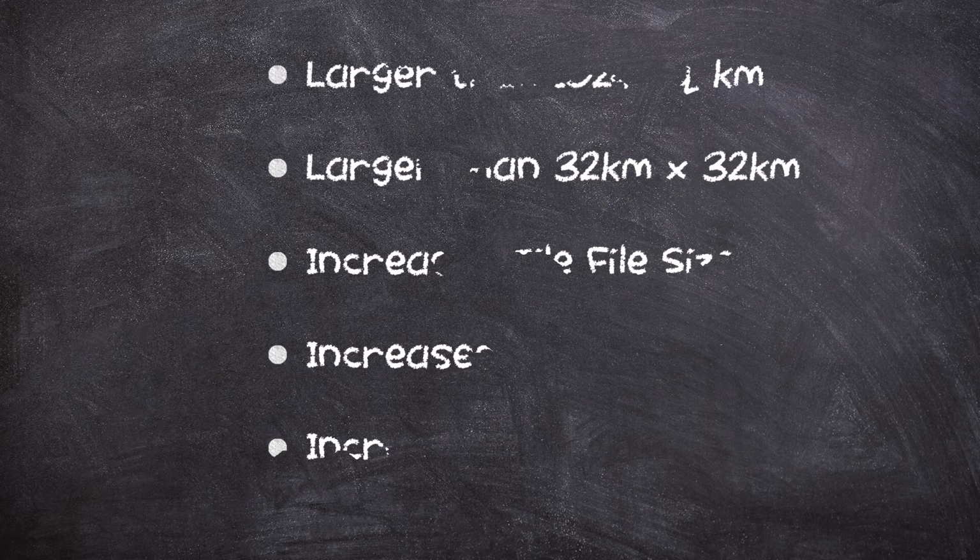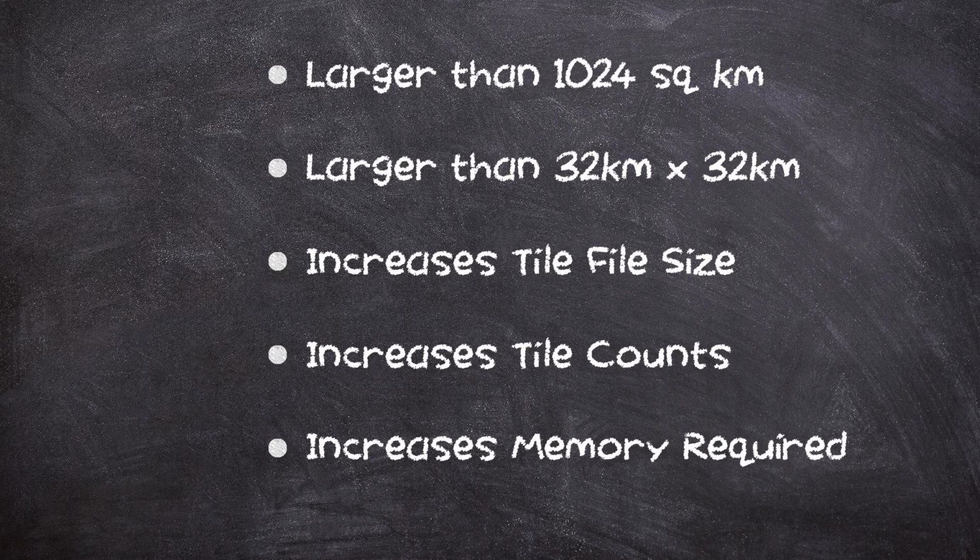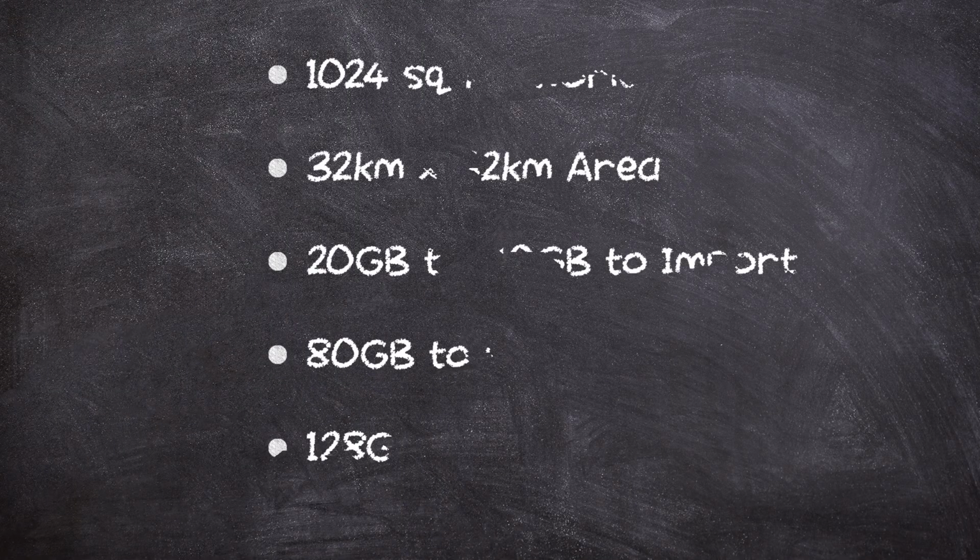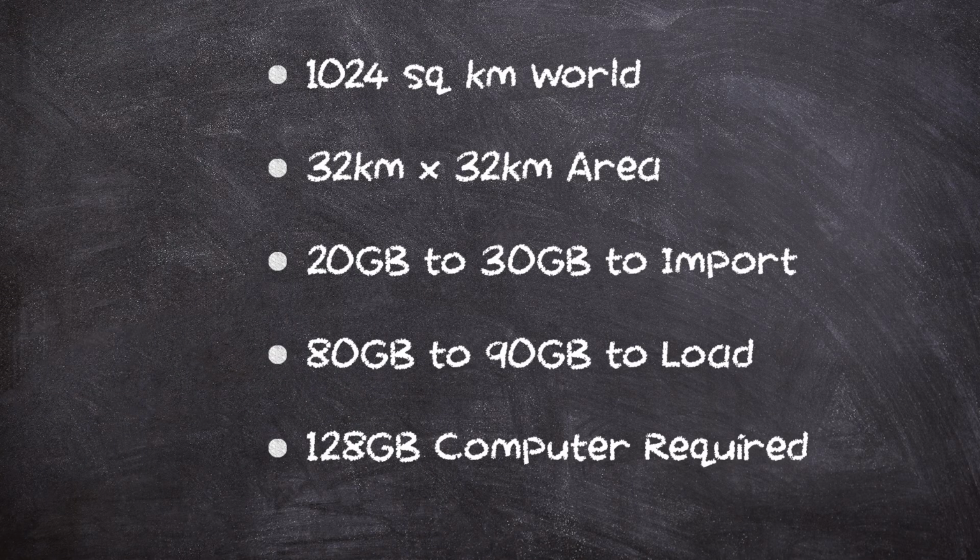World compositions larger than 1,024 square kilometers, which is a 32 kilometer by 32 kilometer world, dramatically increase the tile file size, the tile counts, and the system memory requirements beyond even the typical workstation computer system. A 32 kilometer by 32 kilometer world typically requires about 20 gigs to 30 gigs of memory to import all of the tiles, and about 80 gigs to 90 gigs of memory to load all of the levels. So a computer system with at least 128 gigs of memory is required for working with a 1,024 square kilometer world.